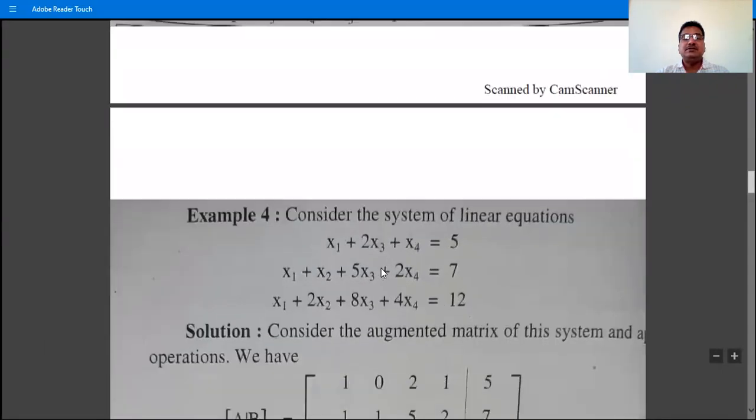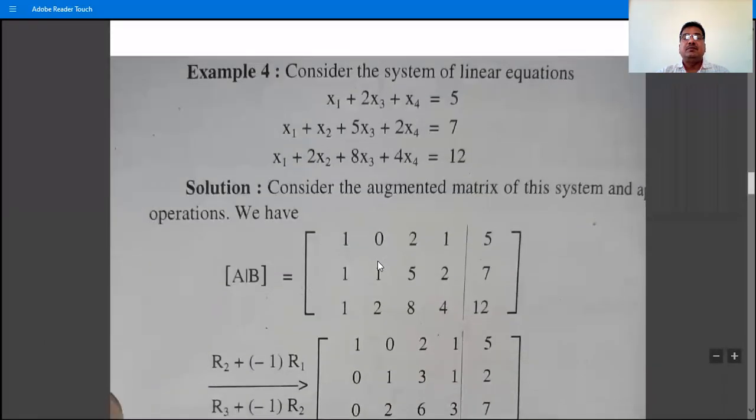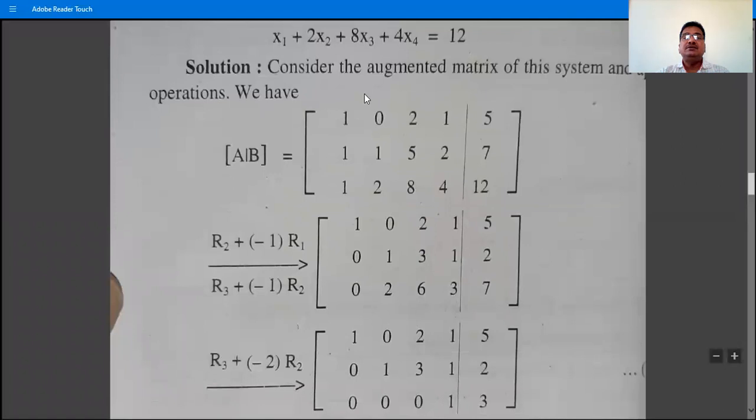So first write the system in matrix form. The coefficient matrix is 1 0 2 1, and 1 1 5 2, and then 1 2 8 4, and the constant matrix is 5 7 12. Then we have to reduce this matrix to row echelon form by using elementary row transformations.